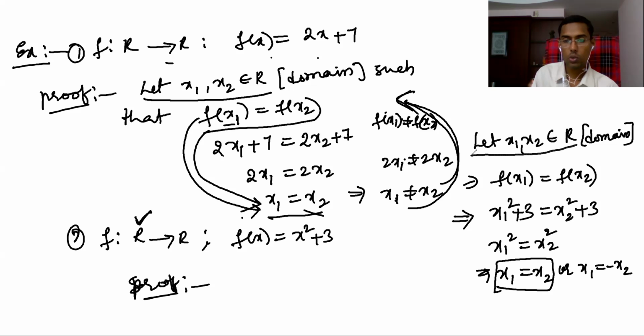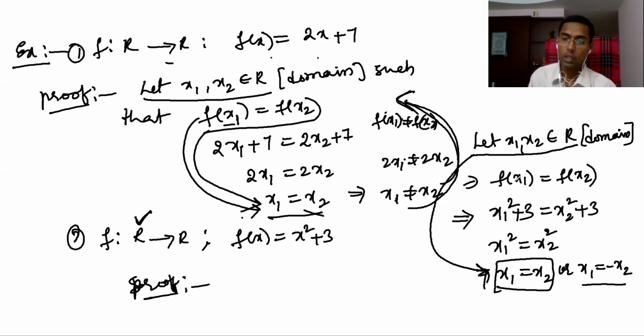Let x1 x2 belongs to R. Then what we have to prove? X1 equal to x2 only we have to prove. But what we also get? X1 equal to minus x2. What does it mean? That means if you take x1 equal to x2, you will get f of x1 equal to f of x2. If you take x1 equal to minus x2 also, you will get this.